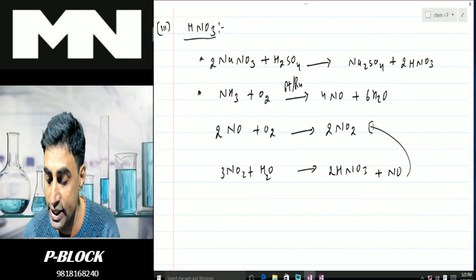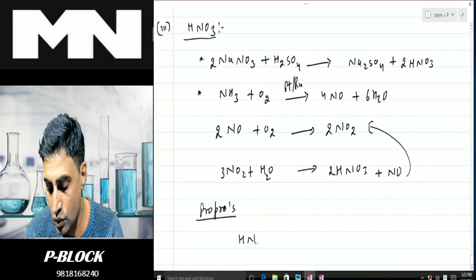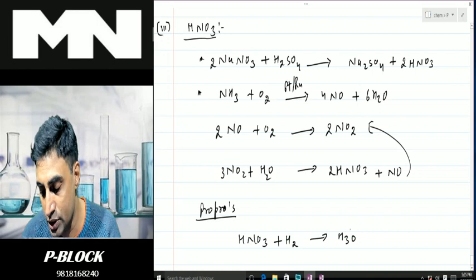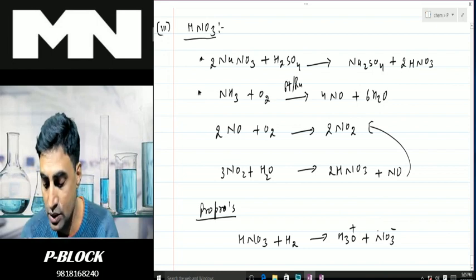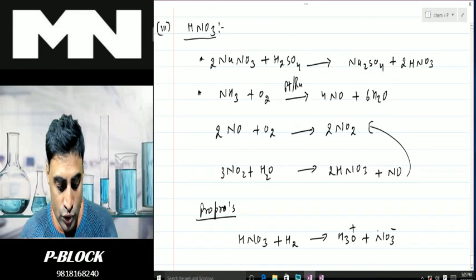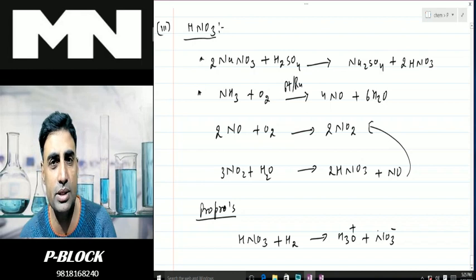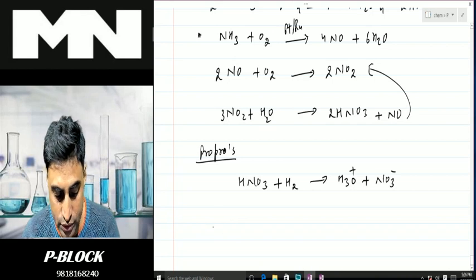HNO3 is quite a strong acid. If we have a look at the properties of HNO3, on dissolution in water it very readily gives us H3O positive plus NO3 single negative. So it is quite a strong acid. It is a good oxidizing agent also. It has a tendency of reacting with the maximum number of metals and non-metals, and it generally oxidizes them. I give you some of the reactions of HNO3.